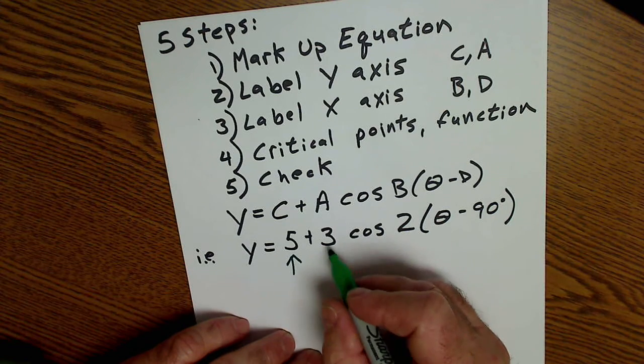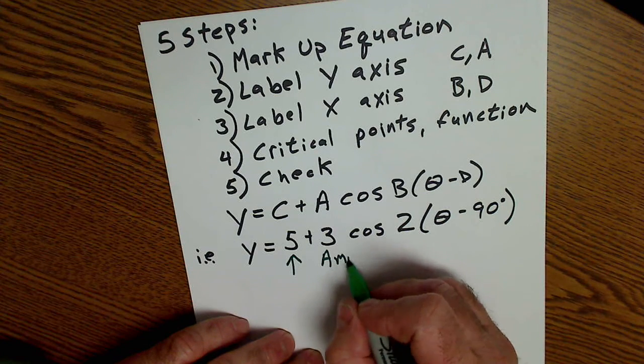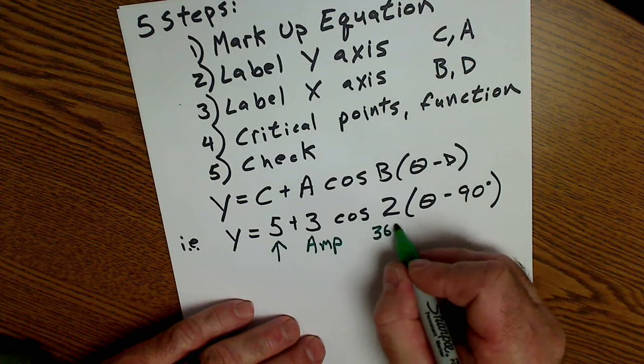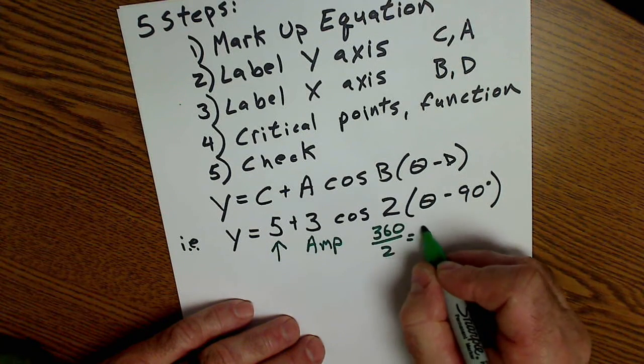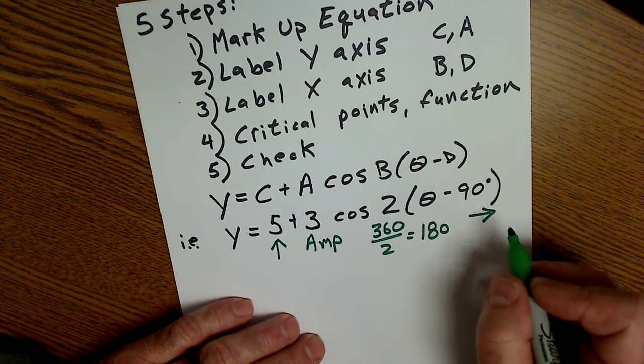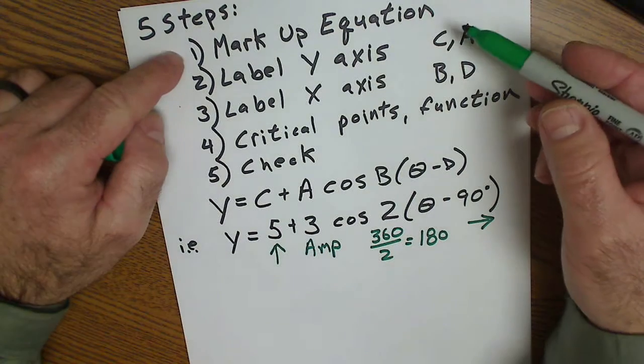5 is vertical, 3 is my amplitude, 2 gives me my period, so 360 divided by 2 is my period of 180, and this 90 is my phase shift, so that moves it over. So step 1, mark up your equation.